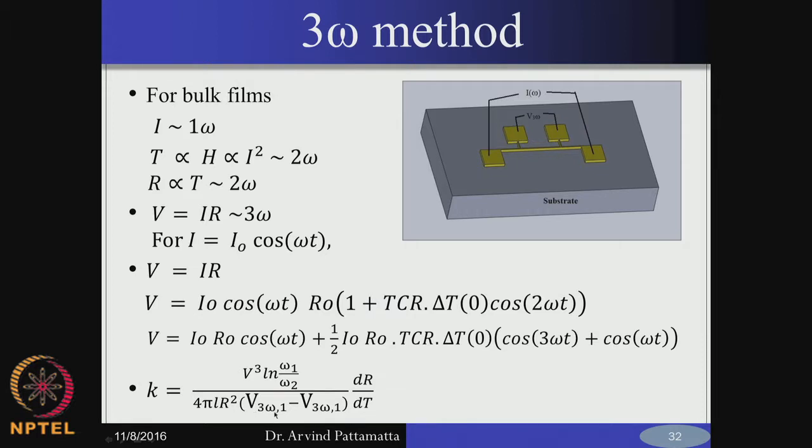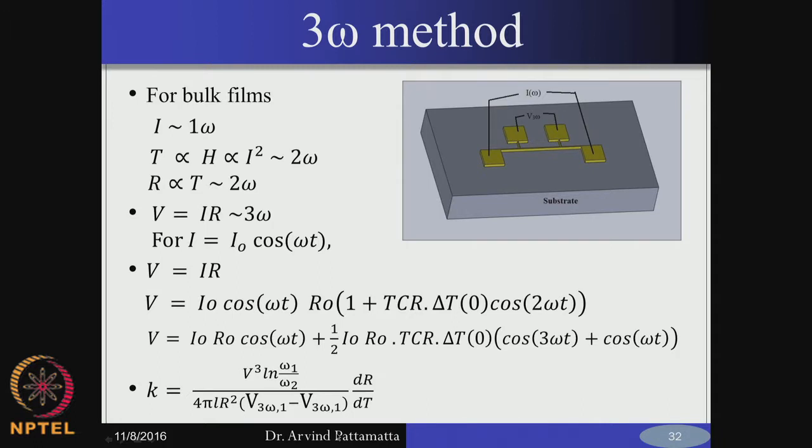So, we take the measurements at two different frequencies. One at say omega 1, we supply an input frequency omega 1, we measure V3 omega 1, then we supply another frequency omega 2 and measure the voltage at 3 omega at the second frequency, and then we use this particular expression. dR by dT is nothing but the temperature coefficient of resistance. Based on this you can directly express the thermal conductivity of the bulk film. So, this method is used for bulk films, that is films of the order of say micron sized and above.